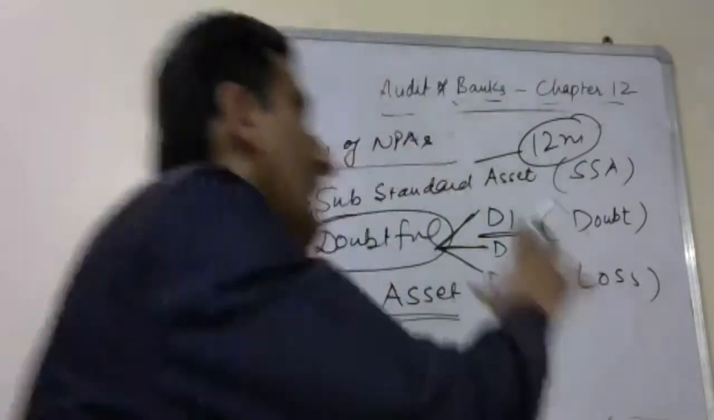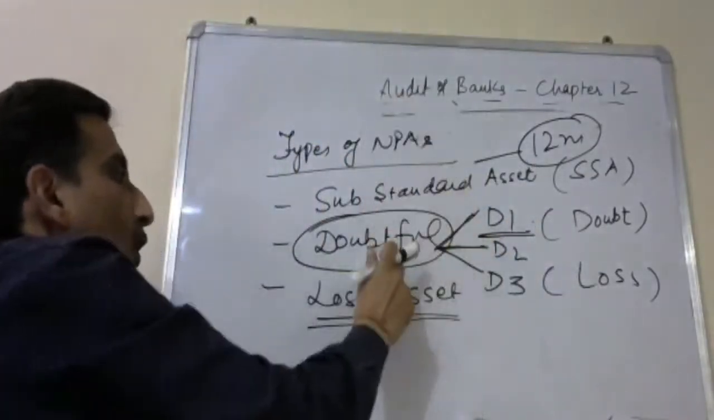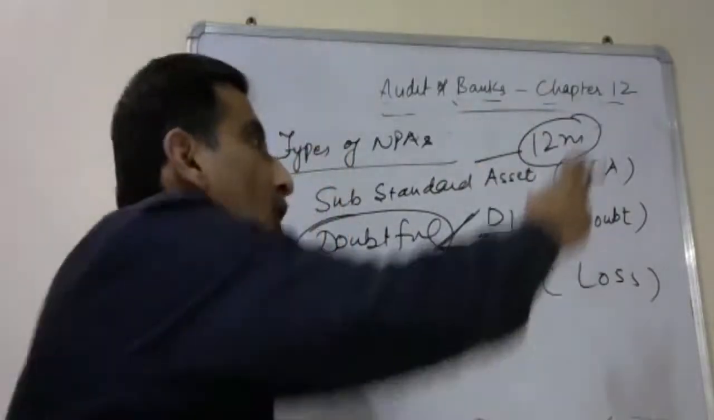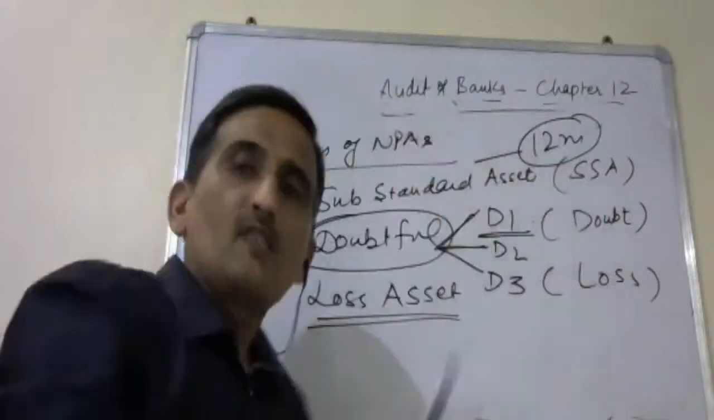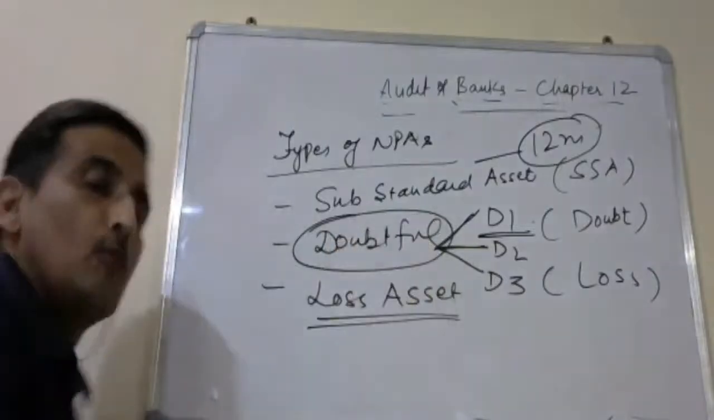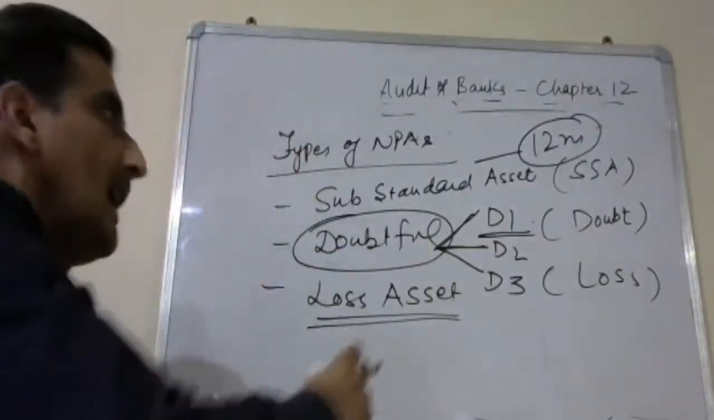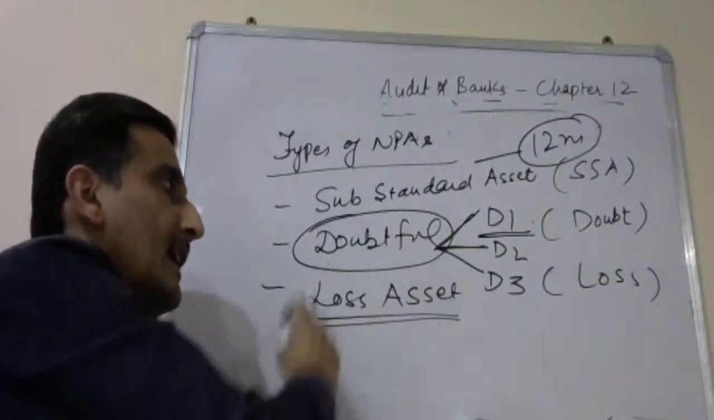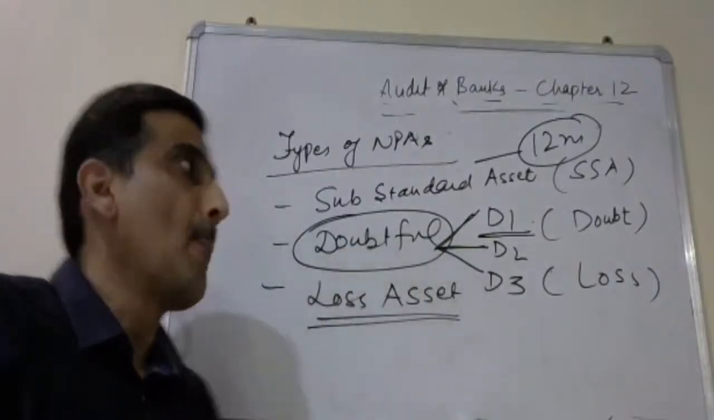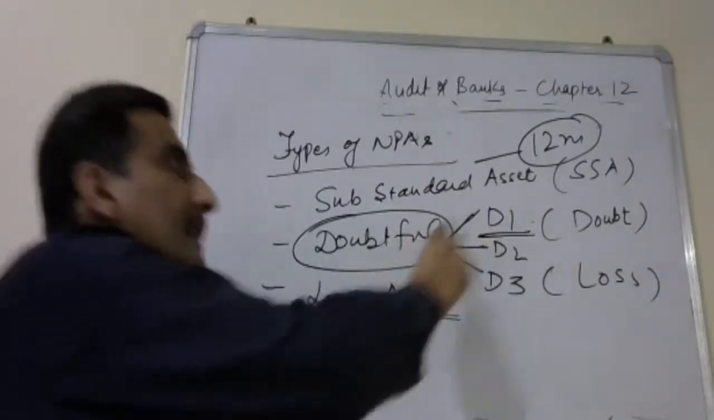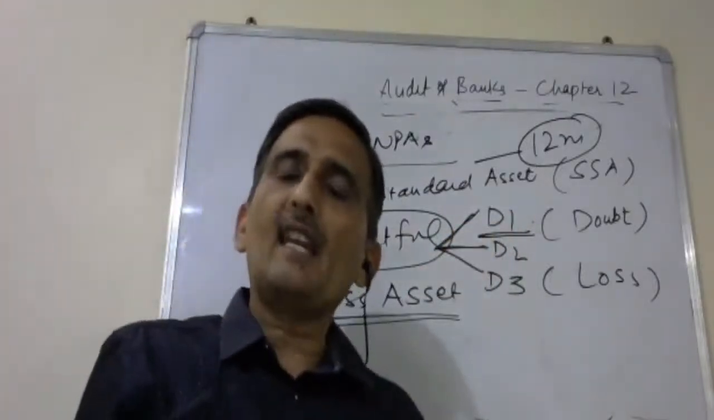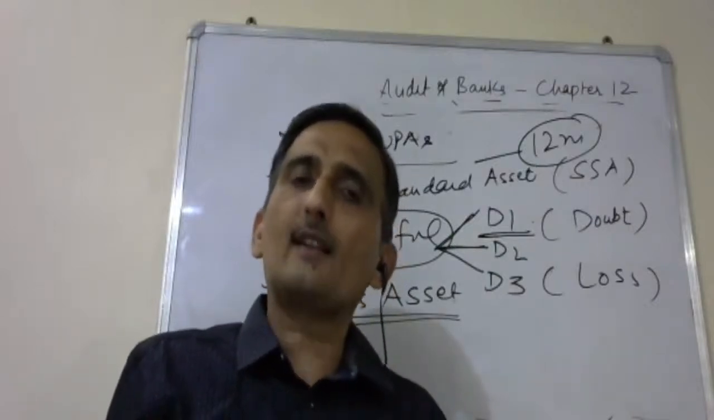So is that clear? Different types of NPAs: substandard asset, doubtful asset, loss asset. You have to remember that whenever an account becomes NPA, for the first 12 months, it would go to the SSA category, substandard asset category. After that, it would move to the doubtful asset category. And then if there is no security, there is another category of loss asset, if there is no chance of recovery. So under doubtful asset, there are 3 subcategories, D1, D2, and D3. In D1, doubtful assets up to 1 year. In D2, 1 to 3 years, and D3, more than 3 years.